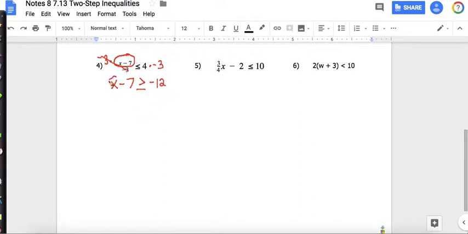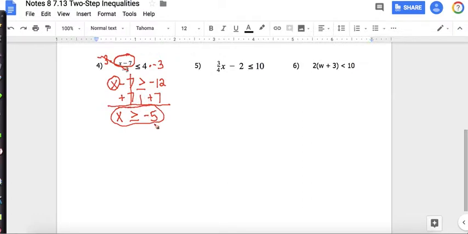Now we're still not done, so circle your variable, draw your t. The opposite of subtracting 7 would be adding 7. The 7's cancel. Bring down your variable, bring down your symbol, and -12 plus 7 is -5. So I only flip it one time because I multiplied both sides by a negative one time. I don't flip it again here because I'm adding 7 to both sides.